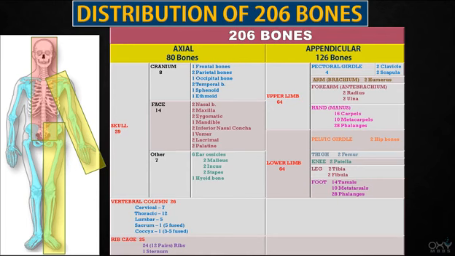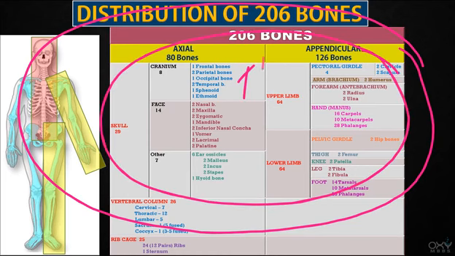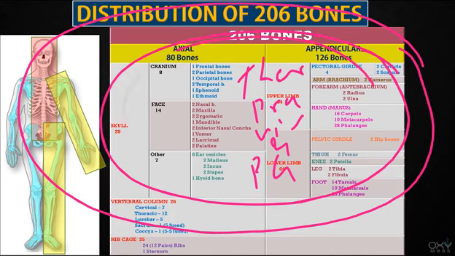So friends, this was the superficial overview of our skeleton, and as these bones are very important for theory, for practicals, for the Viva, and for PG entrance examinations, that is why we will discuss all these bones in detail in our upcoming videos.